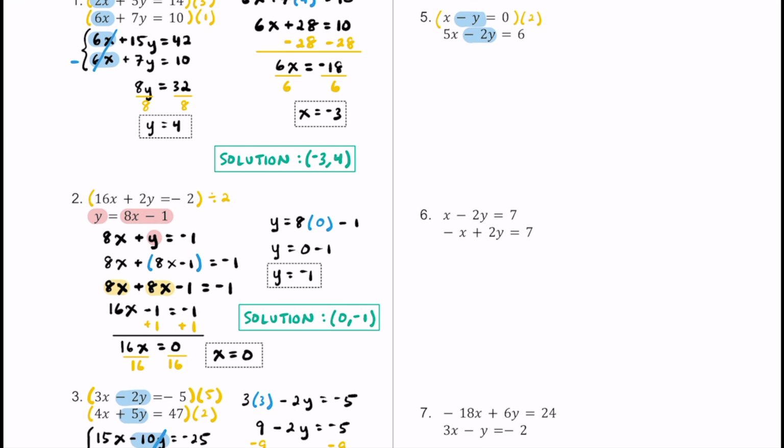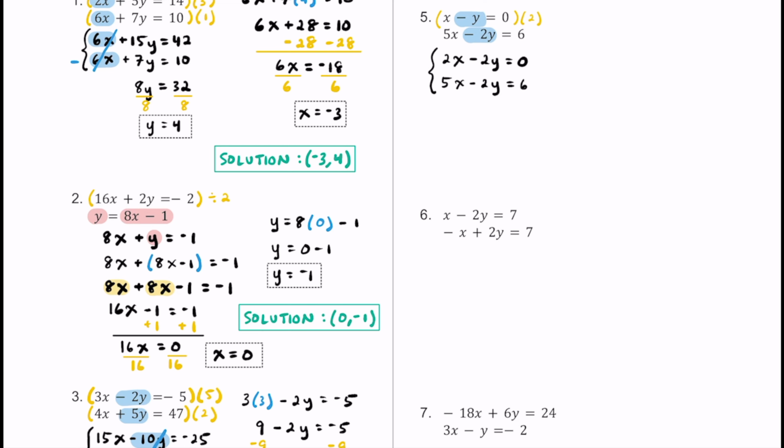So multiplying that whole top equation by 2, we're going to get 2x minus 2y is equal to 0, since 0 times 2 is still 0. And we're going to leave that bottom equation alone because we already have that 2 or negative 2 as a coefficient. So let's go ahead and use this new version of the system and use elimination here.